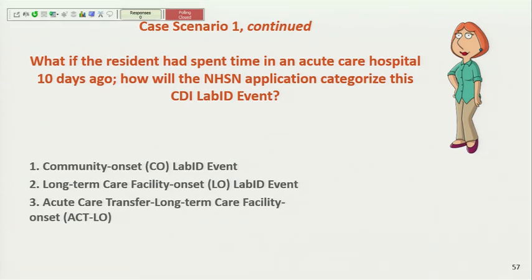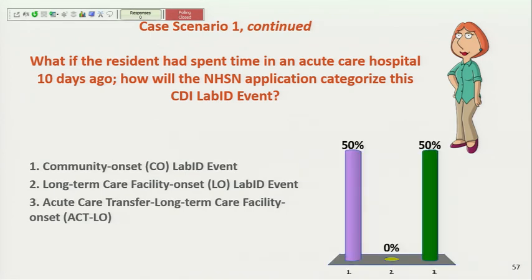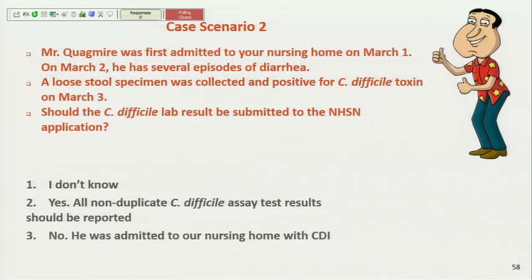What if the resident had spent time in an acute care hospital 10 days ago? How will the NHSN application categorize this CDI LabID event? Number 1, community onset. Number 2, long-term care facility onset. Or number 3, ACT-LO. So how many say number 3? Okay. Correct answer is number 3, ACT-LO. Since that resident was transferred from an acute care facility in the previous 4 weeks.